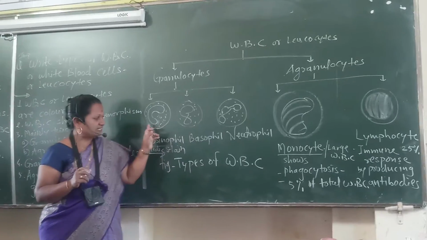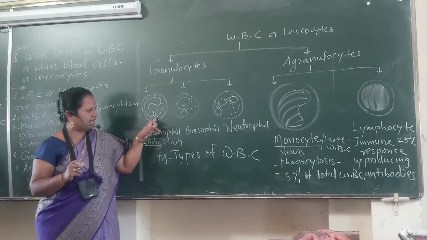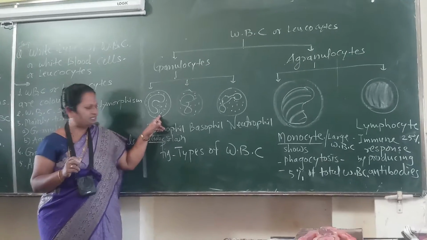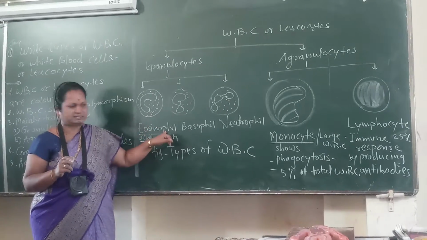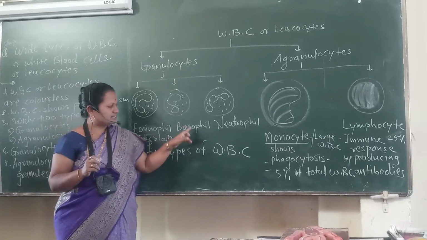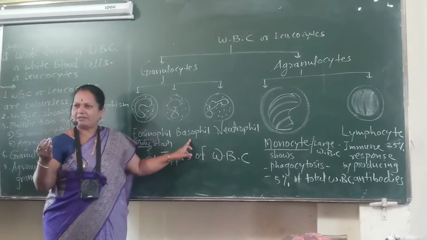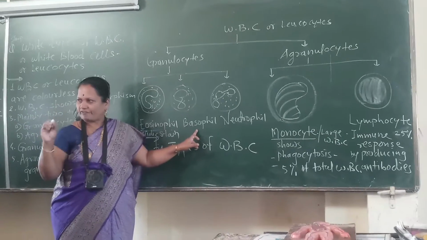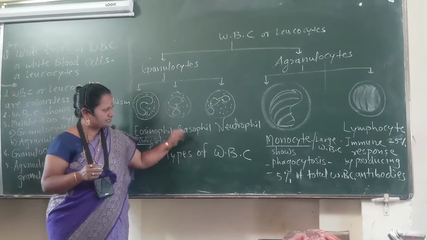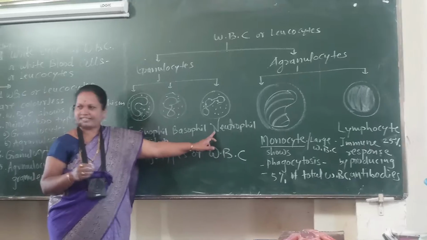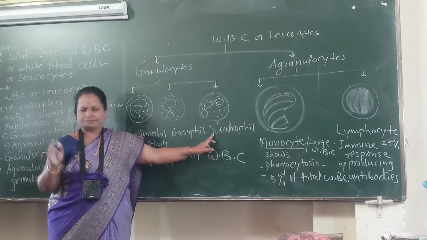The cells which are stained with acidic stain are called acidophils or eosinophils. The cells which are stained with basic stain are called basophils. Phils means philia, or attraction or affinity. These are stained with basic stain, and neutrophil gets stained with neutral stain.